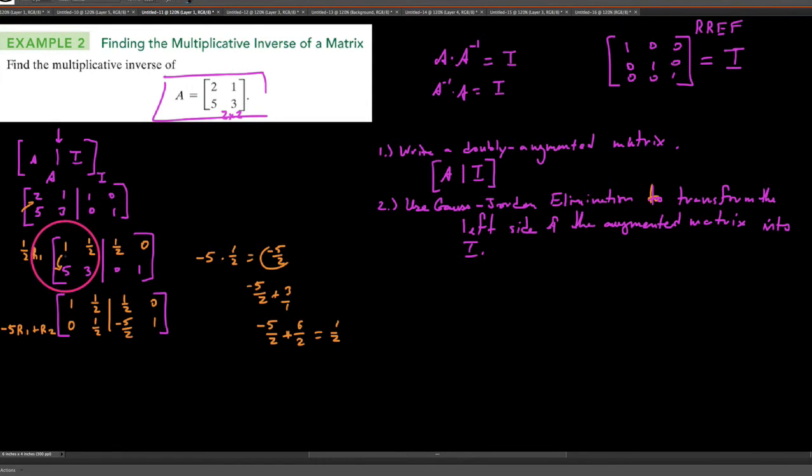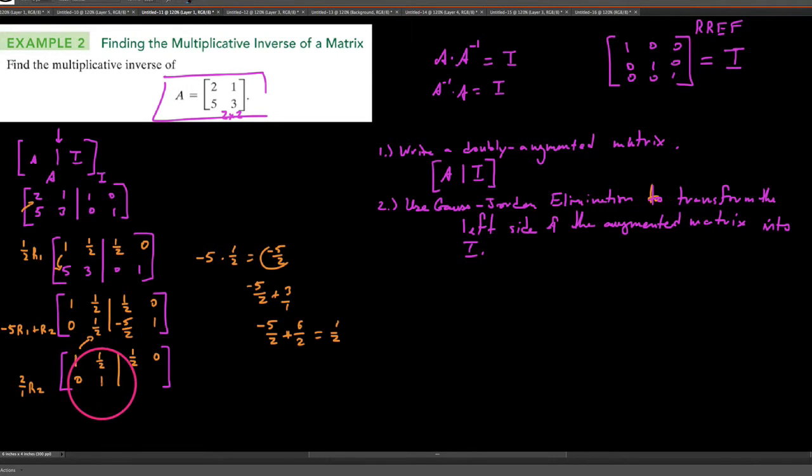So now that we've got a 1 here and 0 underneath it, what we're going to try next is to get a 1 right there. And so, of course, anytime we want to multiply by something to get a 1, we're going to multiply by the reciprocal. So we're going to take 2 over 1 times row 2. So row 1 stays the same. We have 1, 1 half, 0. But in row 2, we get 2 times 0 is 0.